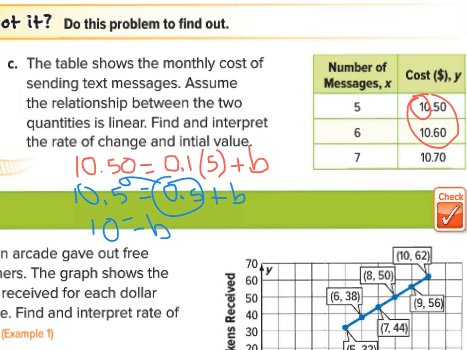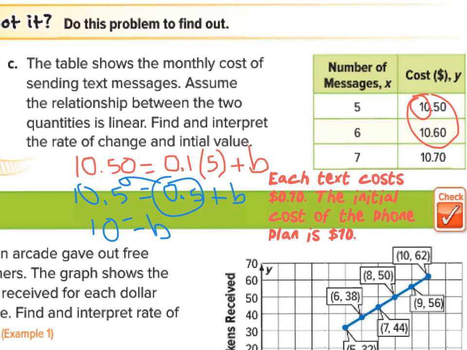So what can I say? I can say that my rate of change is 10 cents per message with a starting monthly cost of $10. Or better put, I can say each text costs 10 cents. The initial cost of the phone plan is $10.